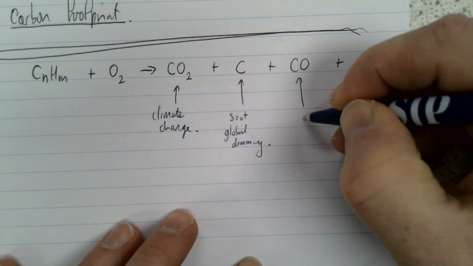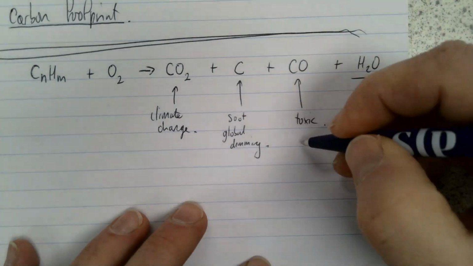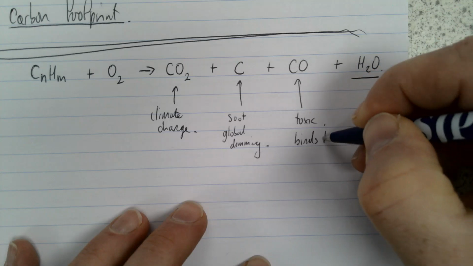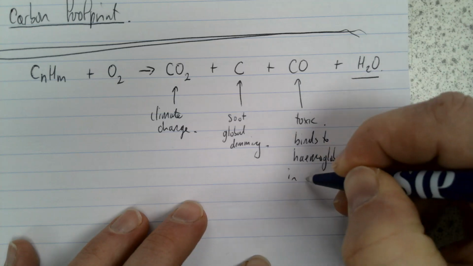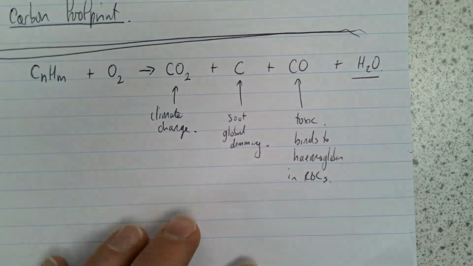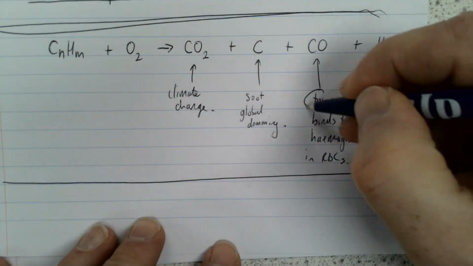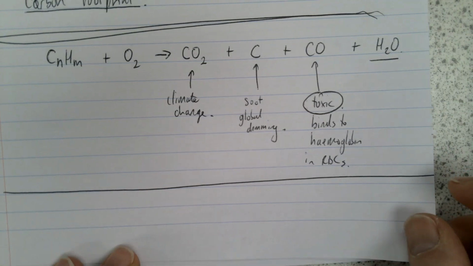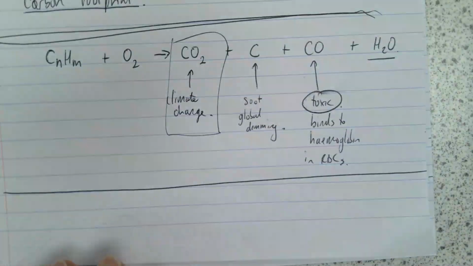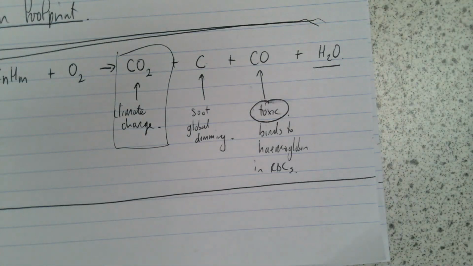Carbon monoxide is toxic, and ideally you'd have a sense of why it's toxic. It binds to haemoglobin in red blood cells and stops them carrying oxygen around the body. But you do need to know that key word about carbon monoxide, that it's toxic. So there's a little bit on atmospheric pollutants. You wouldn't describe carbon dioxide as a pollutant. It does cause climate change, but soot and carbon monoxide are certainly considered pollutants.